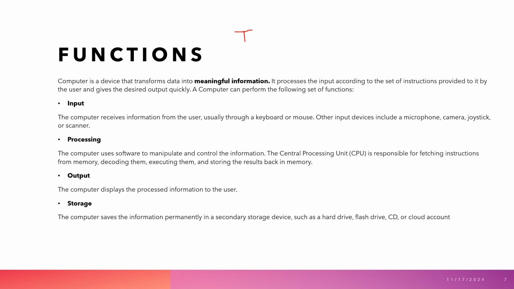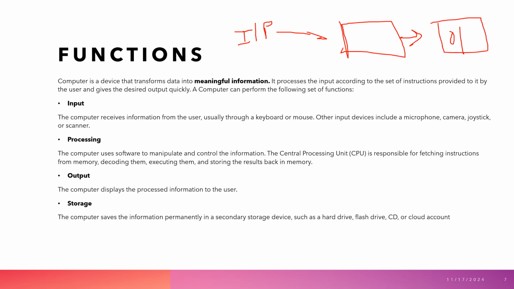So in the very first slide, we understood that a computer is capable of inputting, processing, outputting, and storing data. So how does it take place? Let's understand that. When we talk about input, that is basically receiving information from the user via any input device. It can be a keyboard, a mouse, a microphone, a camera, or a scanner.